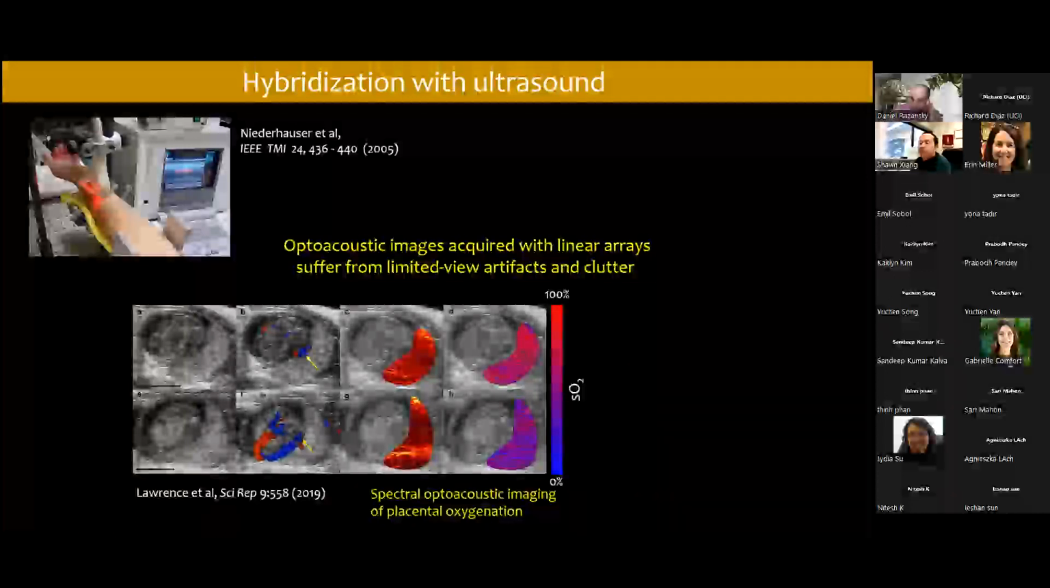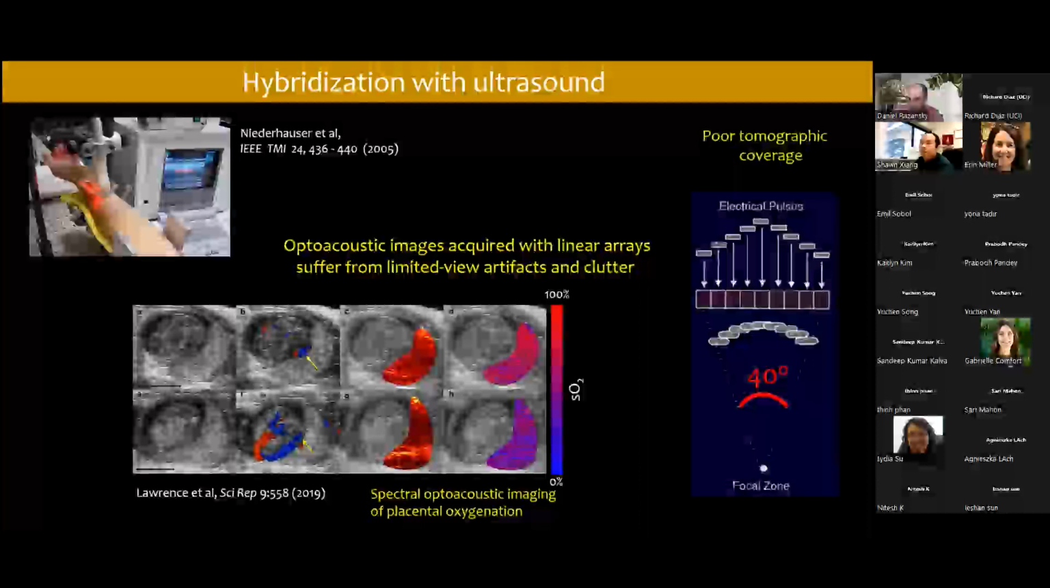So I very much doubt the oxygenation values are very meaningful in those images. And the main reason for such discrepancy compared to the nice images I was showing previously is the poor tomographic coverage of the linear arrays. So here you see that you basically have a very limited view tomographic geometry with only 48 degrees of coverage available around the focal zone where the object is located.